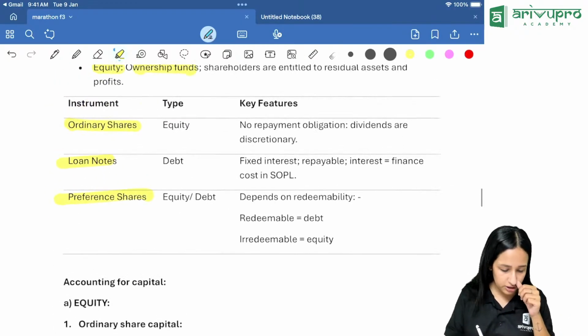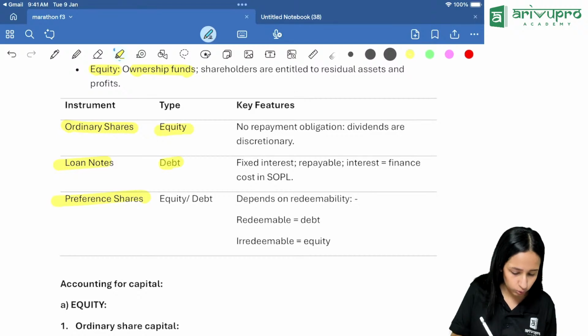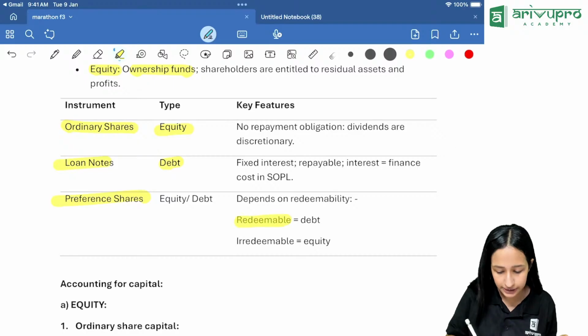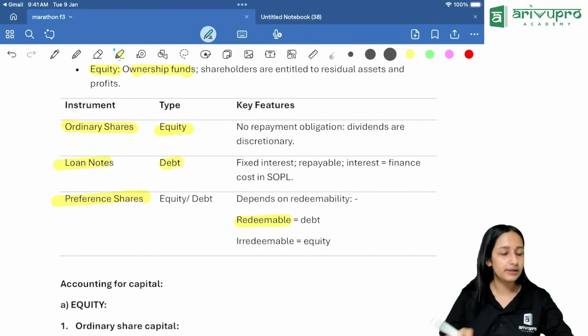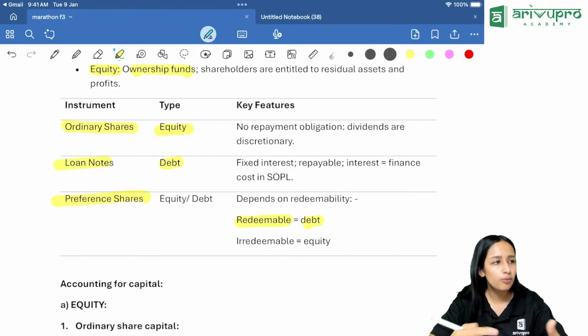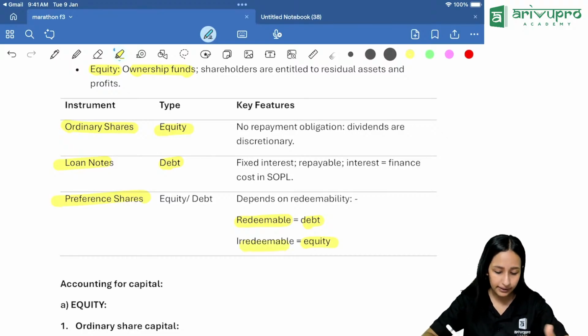Now, under preference shares, guys, ordinary shares is equity, loan notes is debt, but preference shares can be both debt or equity. How? If it is redeemable. If you have to repay it, then it becomes debt. If it is irredeemable, you don't have to repay the principal, but normal interest you'll keep paying, that becomes equity.